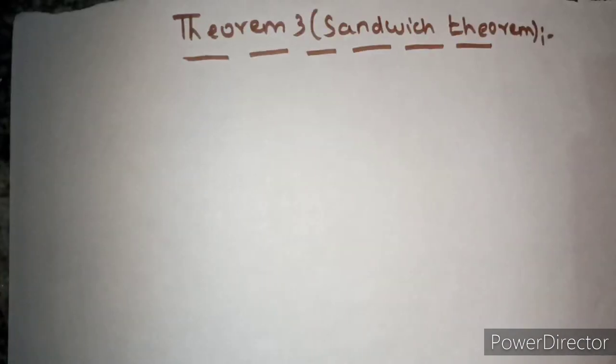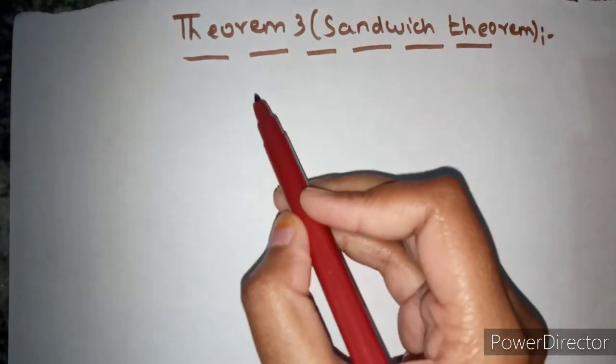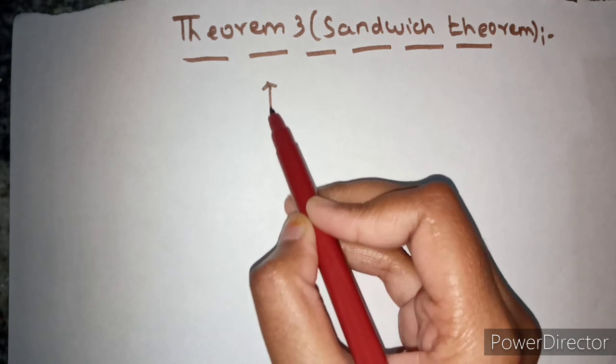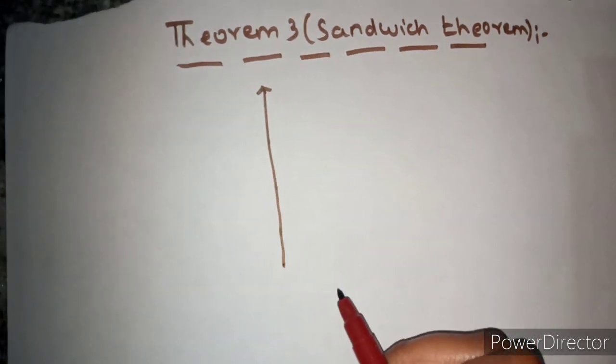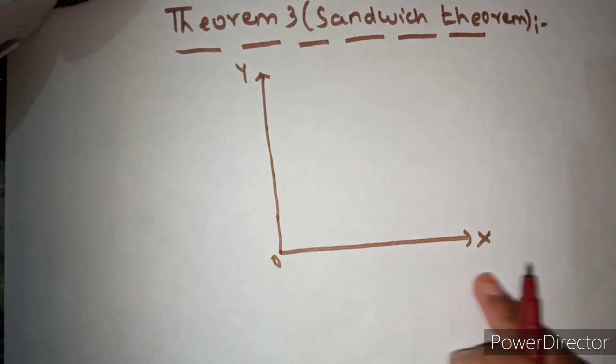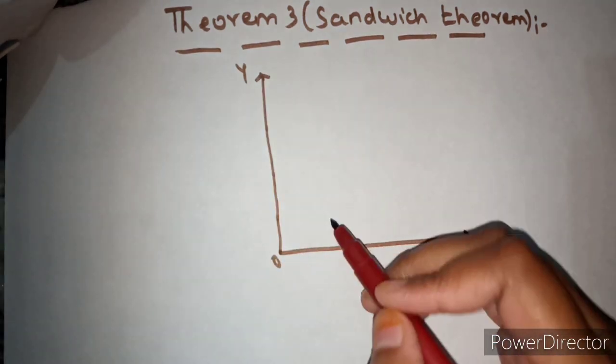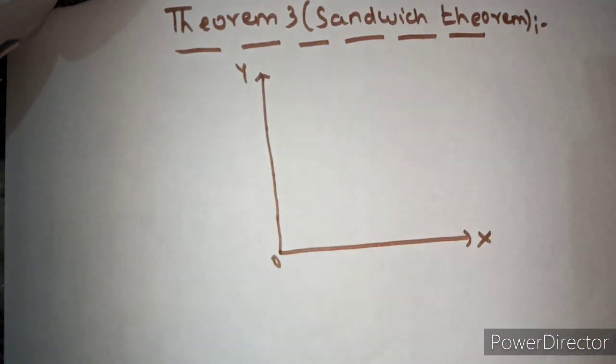Theorem 3 or sandwich theorem. So why is this theorem called sandwich theorem? Let me explain why this theorem is called sandwich theorem. For explaining this theorem, I am considering a graph. So this is x-axis, this is y-axis. Here I am considering real functions, not real valued functions. I am considering 3 real functions.